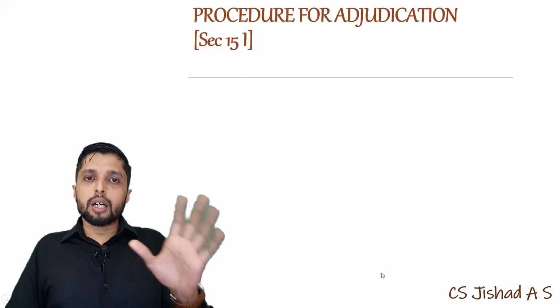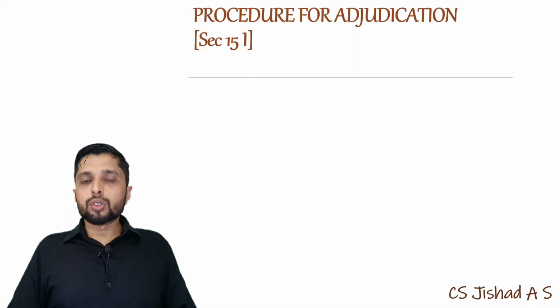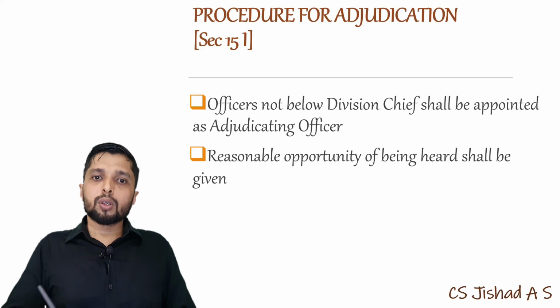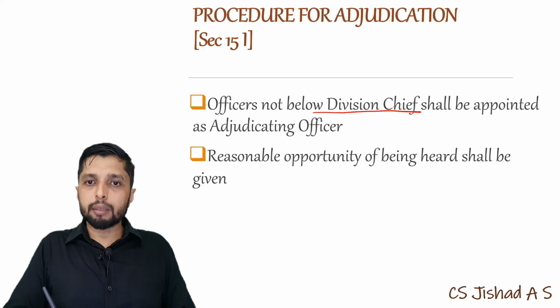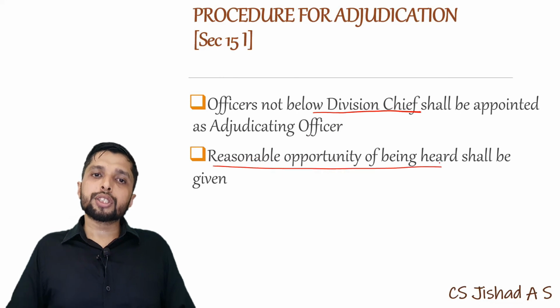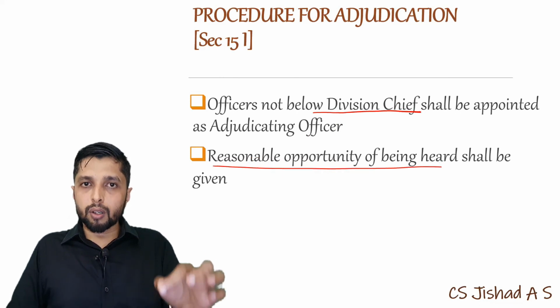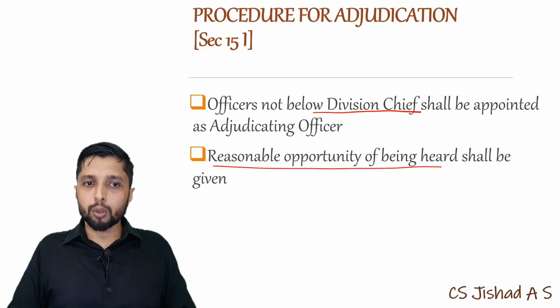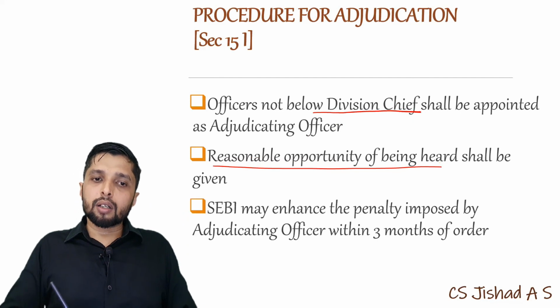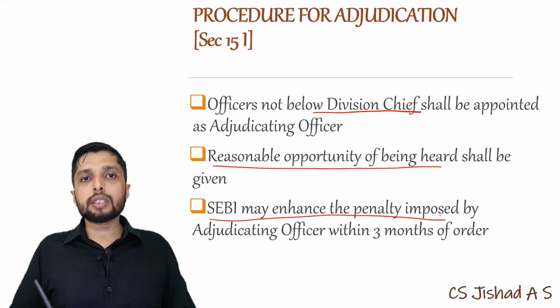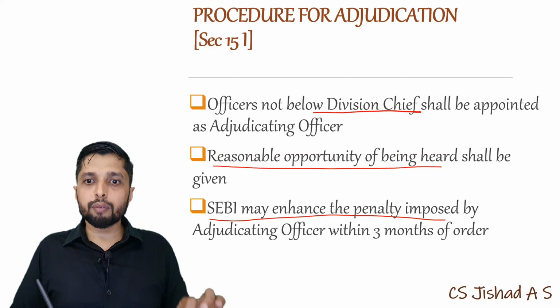Okay, so now we'll move to the procedure of adjudication under SEBI. An officer not below division chief, which is a post in SEBI, will be appointed as the adjudicating officer. A reasonable opportunity of being heard shall be given before or while doing the adjudication process. And SEBI has the power to enhance the penalty which is imposed by the adjudicating officer within 3 months of order.